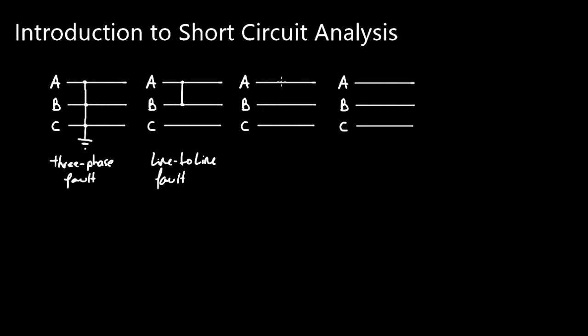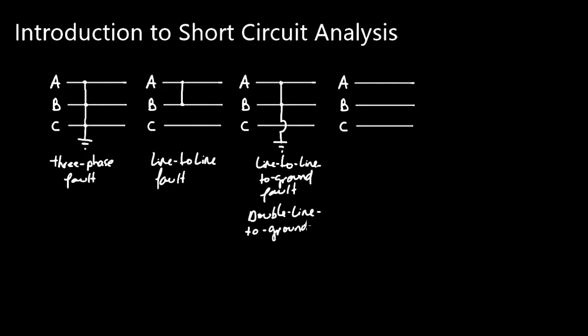Then you may also have what's called a double line and ground fault, where you have two conductors shorted together and also shorted to ground. This is commonly called a line-to-line-to-ground fault, or sometimes people also call it a double line to ground fault.